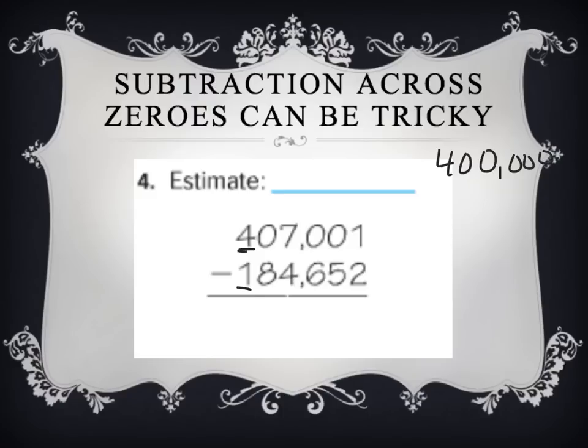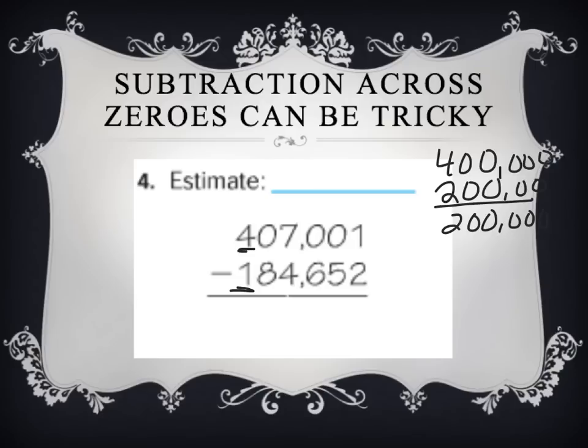minus, it's going to be 1 or 2. What's it going to be? If you guessed 2, you're correct. So 400,000 minus 200,000 is 200,000. So my answer, if I'm close, should be about 200,000.